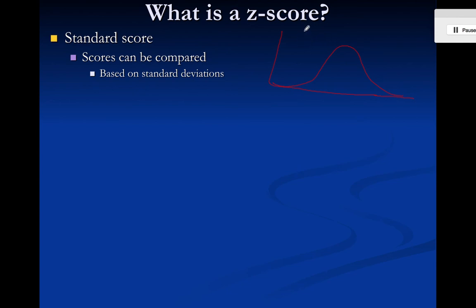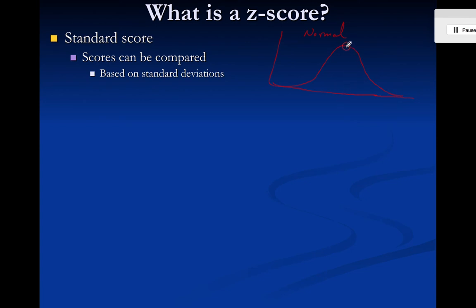Standardized distributions are always normal. They're always unimodal. They're symmetrical. They're not skewed. And they're not kurtotic. So here it satisfies all our criteria associated with normality. So what we want to do is put everyone's score on this distribution and try to find the location of a particular person's score in relative distance to the mean.